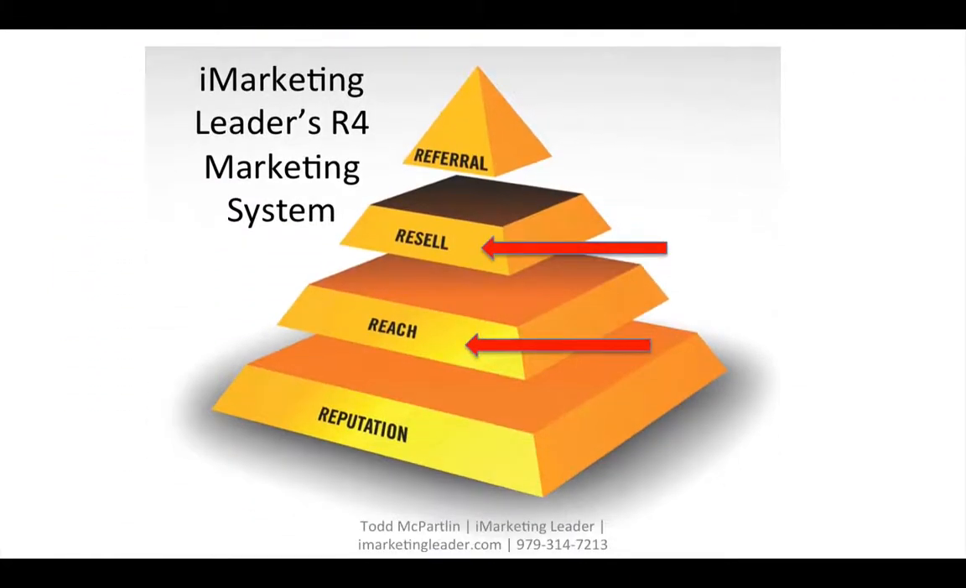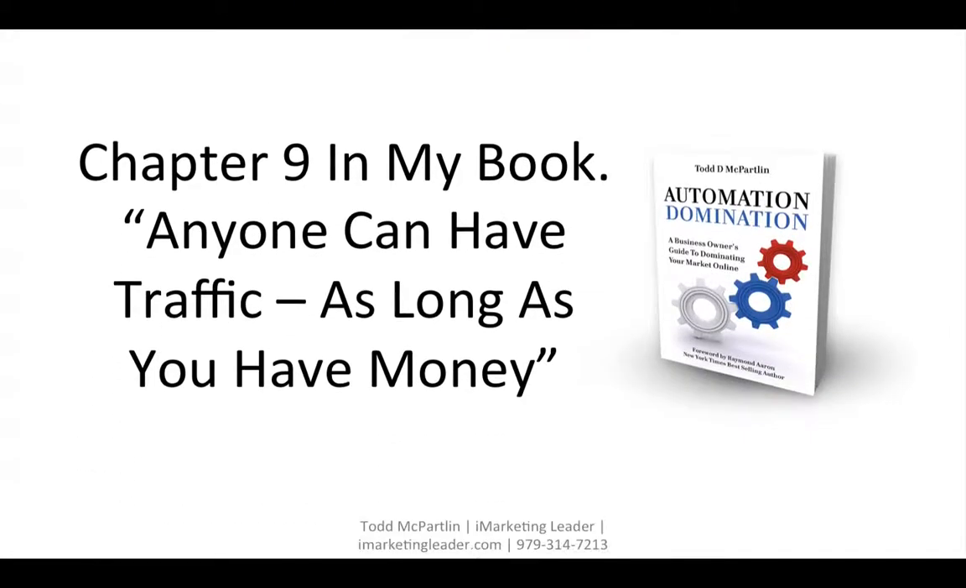Here, our iMarketing Leader's R4 marketing system starts with reputation at the bottom, then reach, resell, and referral. And pay-per-click actually focuses on reach, of course, but then also on the resell through the remarketing piece of it. And this is actually from chapter 9 of my book titled Anyone Can Have Traffic as Long as You Have Money.